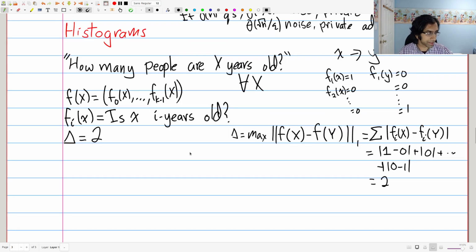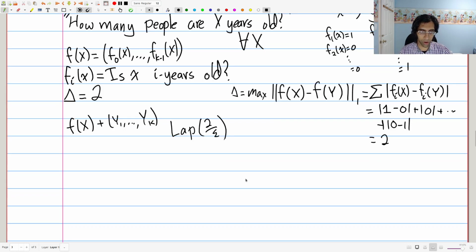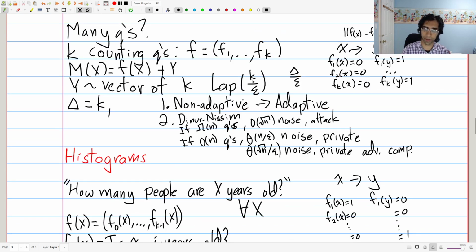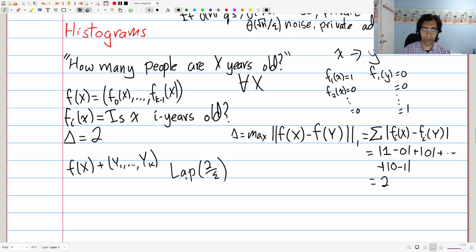Okay, so with this in mind, now let's look at what the Laplace mechanism will give us. So we have f(x) plus y_1 to y_k, where, like I said, this is just going to be a k-dimensional vector, so you have to add noise to each coordinate, where y_i is distributed as Laplace of 2 over epsilon. So this is quite small. In particular, this is totally independent of the size of the database, but it's also independent of the number of queries that we're performing. Remember, before we had to add noise proportional to the number of queries we were asking, but due to the nice structure of the queries we're asking here, we only have to add noise of magnitude 2 over epsilon.